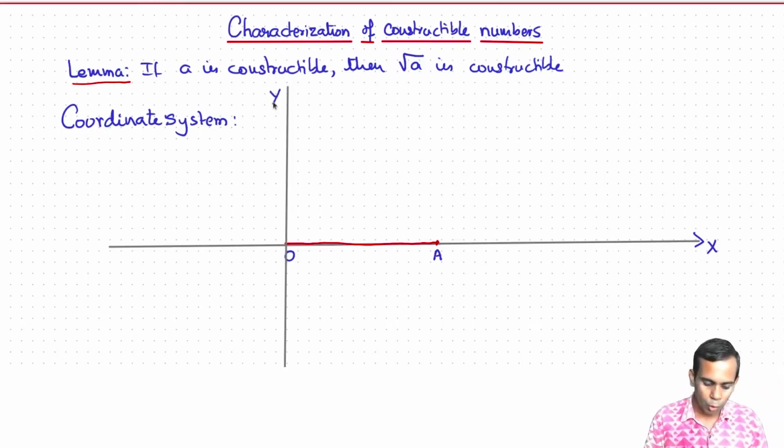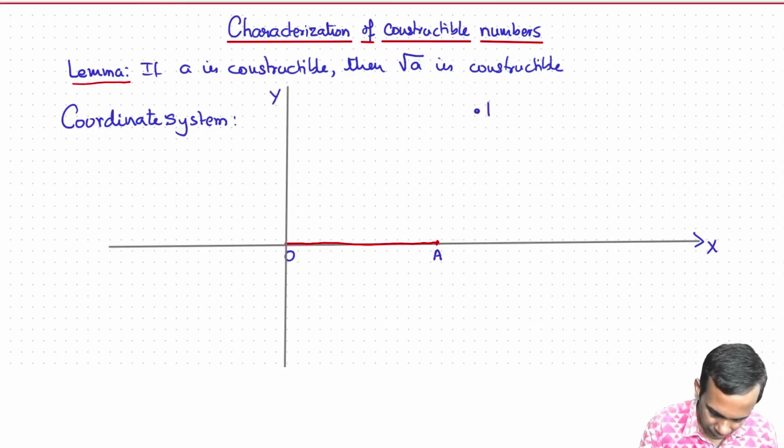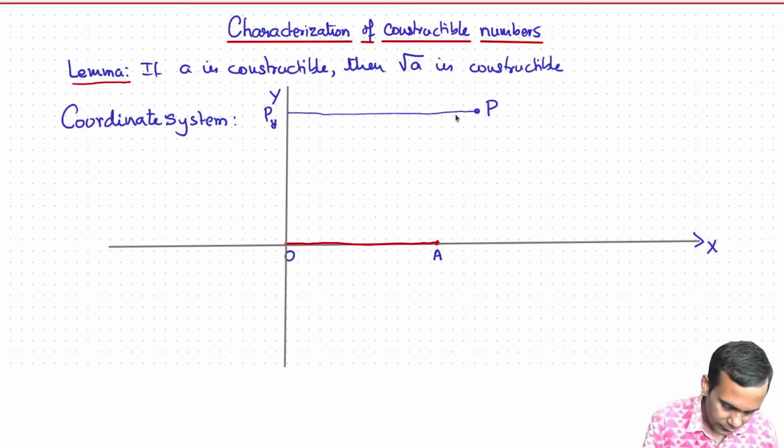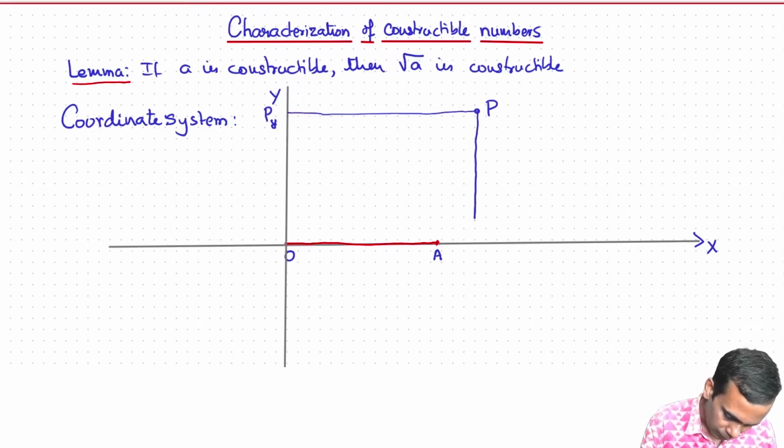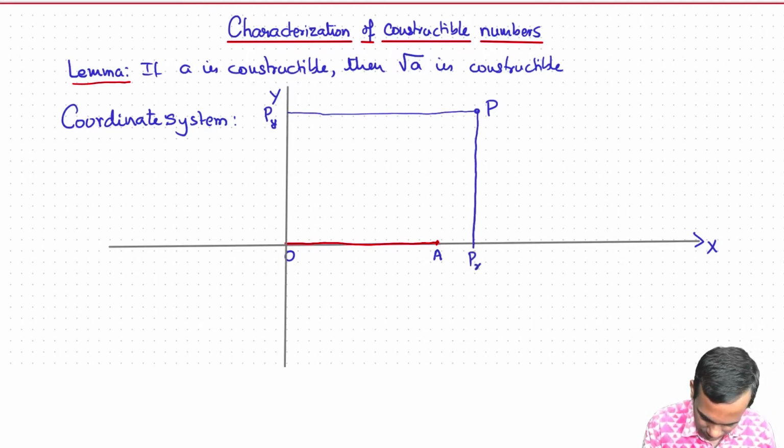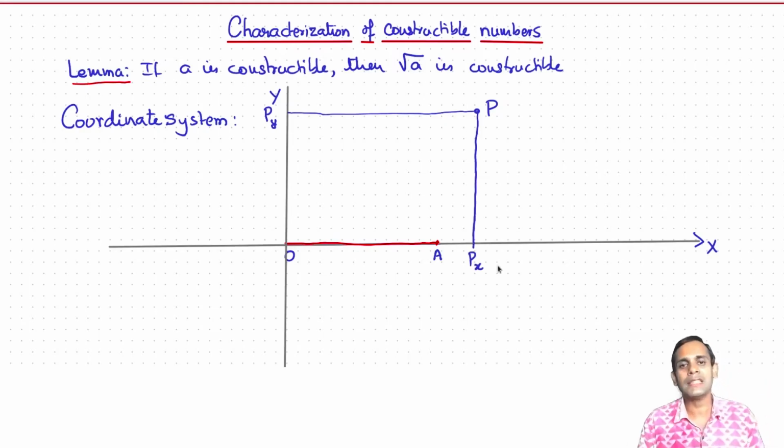And now if I have any point P, then I can drop a perpendicular from P to the y-axis, and I'll call this P subscript y, or just little y. And I can drop a perpendicular to the x-axis, and I'll call this P subscript x. So given O and A, which were given at the beginning of our construction, we can construct a coordinate system. The x-axis is the line that passes through O and A, and the y-axis is the line perpendicular to it.